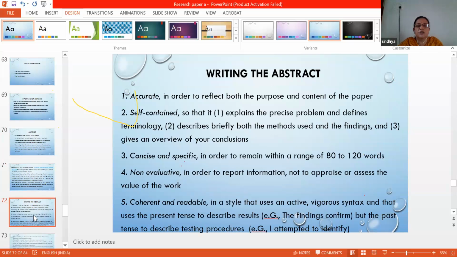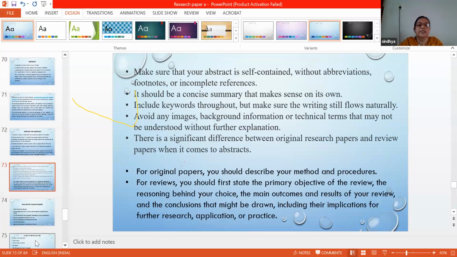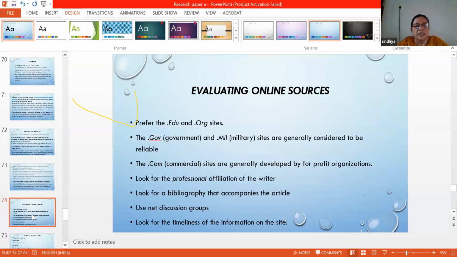And the abstract must be accurate, self-contained, concise, specific, non-evaluative, coherent and readable. So these criteria must be satisfied. For original papers, you should describe your method and procedures only. For review papers, you should first state the primary objective of the review, the reasoning behind your choice, the main outcomes and results of your review, and the conclusions that may be drawn, including implications for further research. So this is a style of abstract according to Taylor and Francis. I got it from Taylor and Francis.